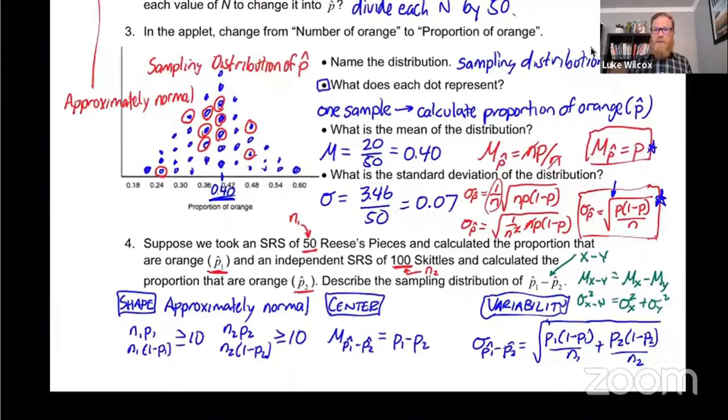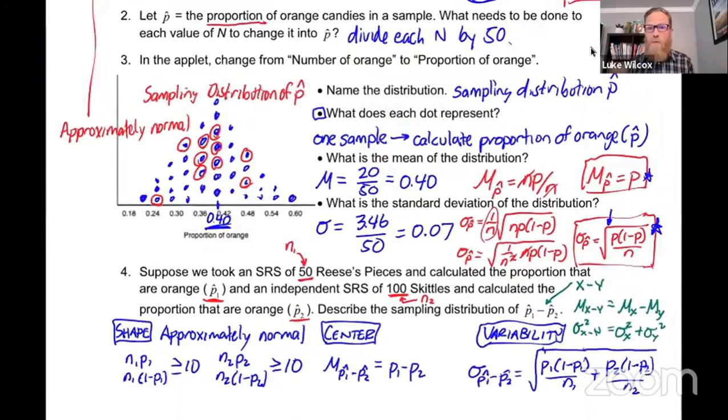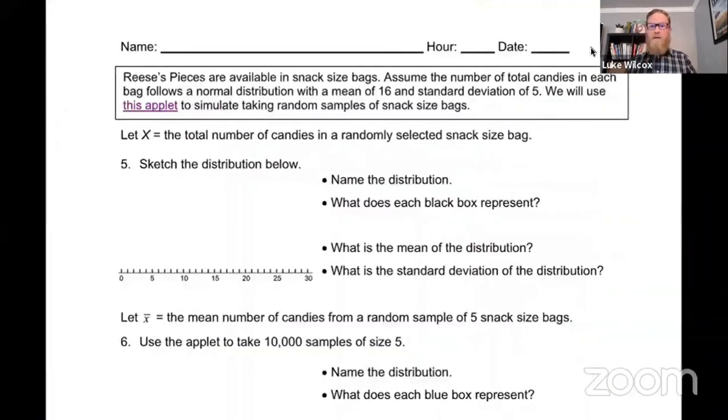So that completes page number 1, dealing with proportions. You probably know what's coming ahead here on page number 2. We are now going to enter the world of means. So there's a little bit of a setup, and we're going to use a different applet for this one. So here's what it says.